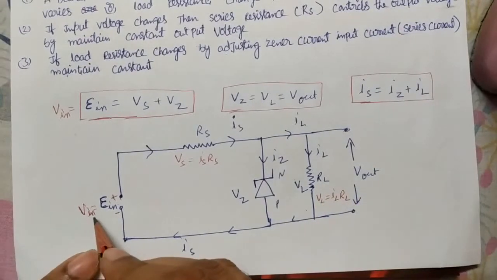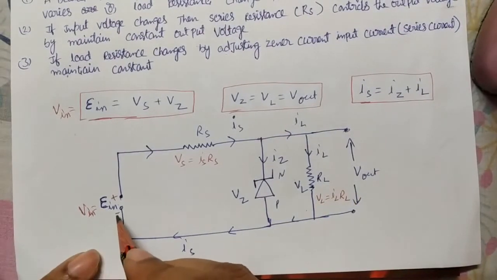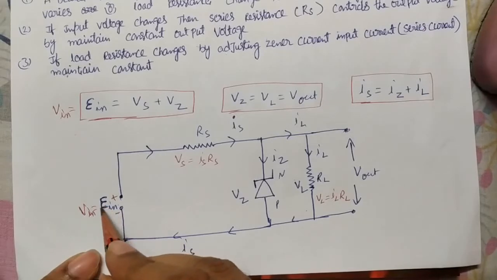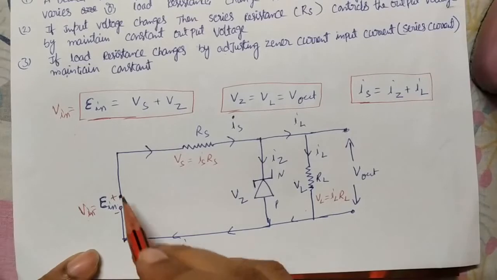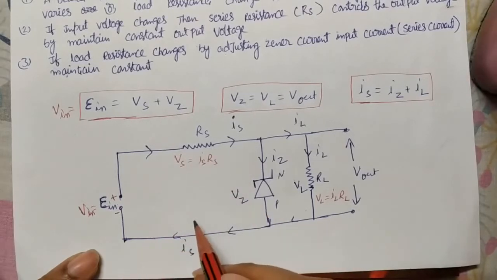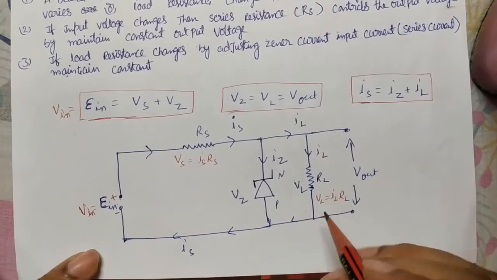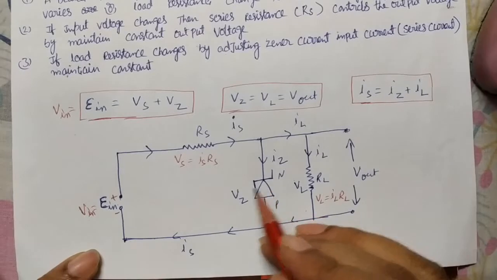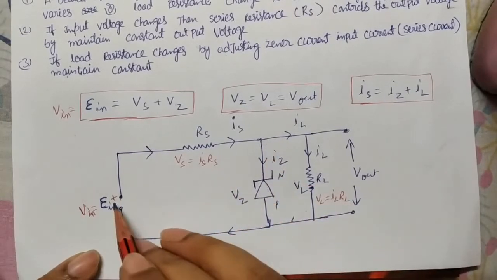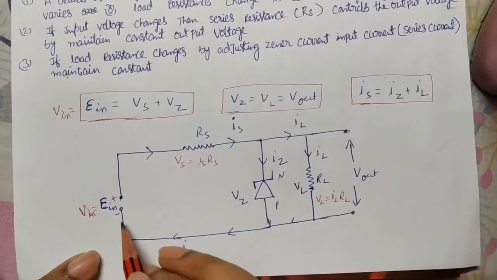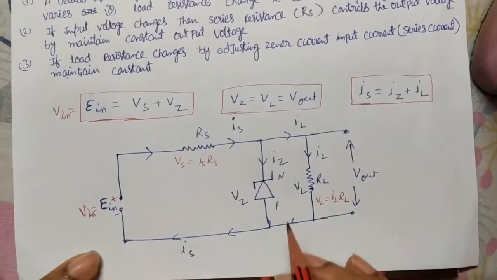The input voltage is Vin or Ein; sometimes they represent potential with E also. E means EMF, electromotive force. There is a series resistance RS connected with the GNR diode and a parallel resistance, which is the load resistance. You see, the GNR diode is used in reverse bias condition: positive connected to the N type and negative connected to the P type.